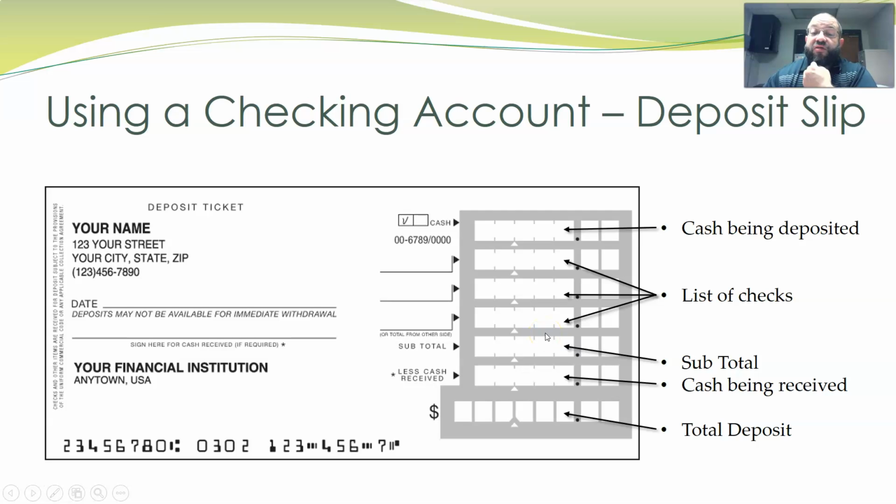Now, if you have more than 3, there's actually space on the back of the slip, okay, to fill out additional checks, and you would put that total there, total from other side, okay? That's what this represents here. So if you have more than one, you put the total over there.